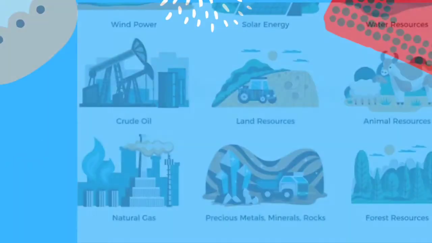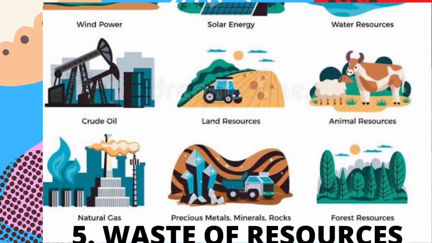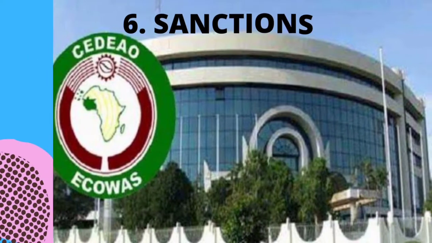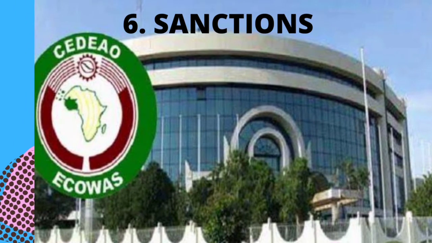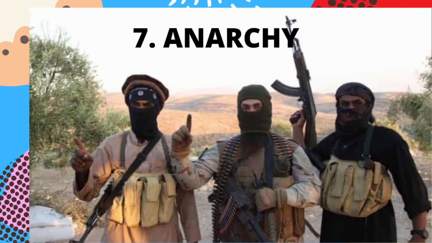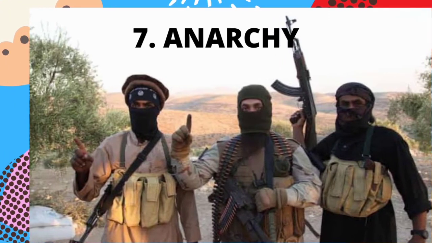Next, we have 5. Waste of resources. Natural and man-made resources will not be used effectively by the leader. The leader wastes resources. 6. Sanctions. International communities and organizations such as ECOWAS, African Union, United Nations, etc. may expel the nation from being a member due to bad leadership of such a country. 7. Anarchy. This means breakdown of law and order. When there is bad leadership, anarchy increases, which will result to increase in crimes like kidnapping, armed robbery, banditry, terrorism, cyber crimes, killings, community crisis, and so on.